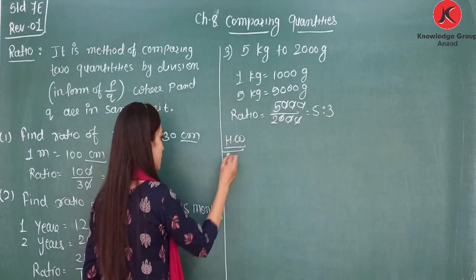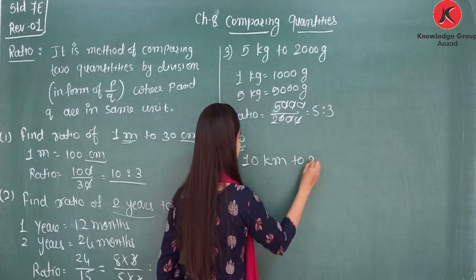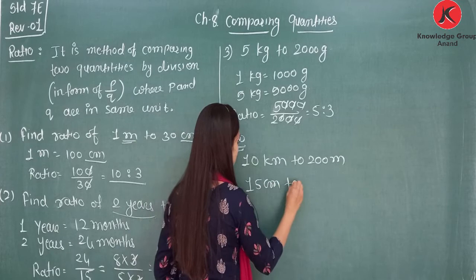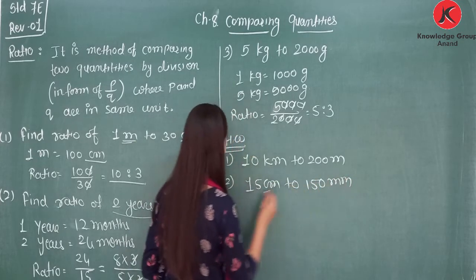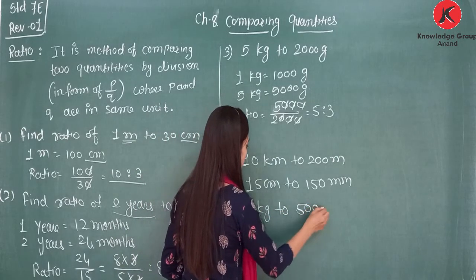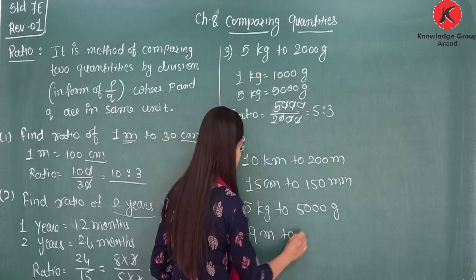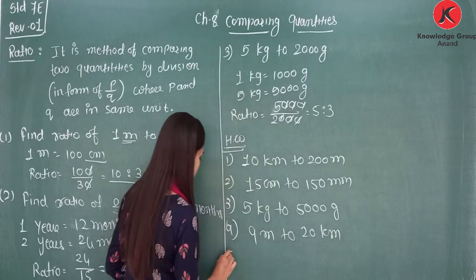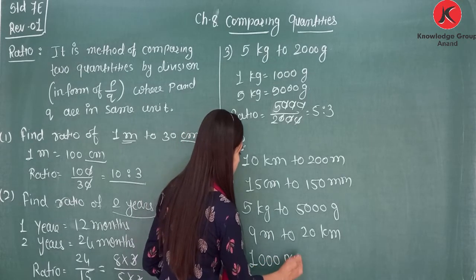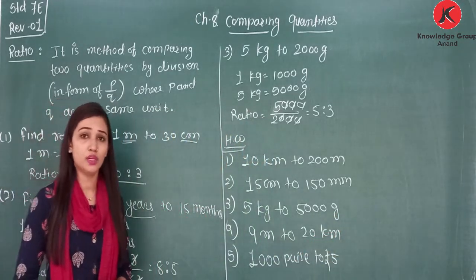In homework you need to find the ratio of 10 kilometer to 200 meter, 15 centimeter, and 5 rupees. You have to solve these 5 examples in homework.